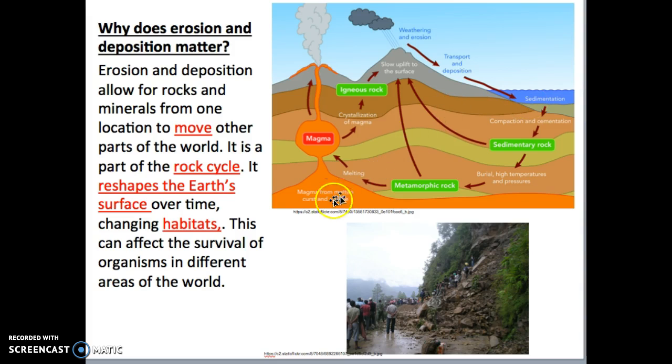It also can affect us because it can change the way we live, our habitats. Like this is a landslide that happened. It can affect other living things, such as changing the habitat in which certain organisms survive. And it's a natural process.